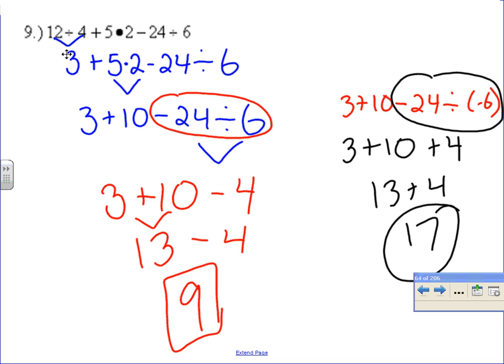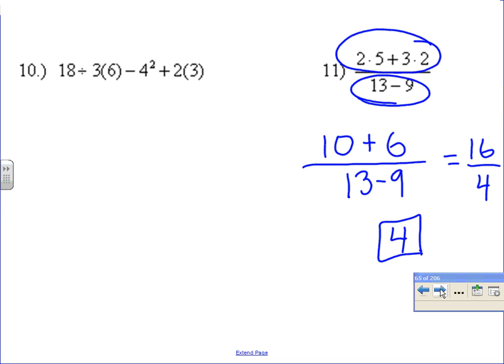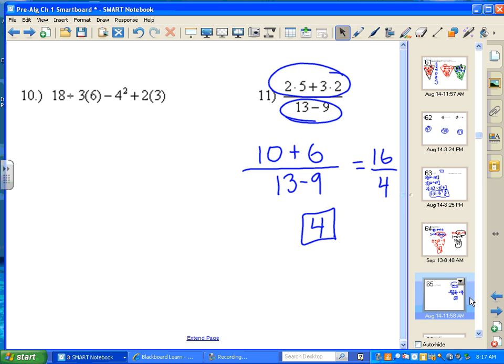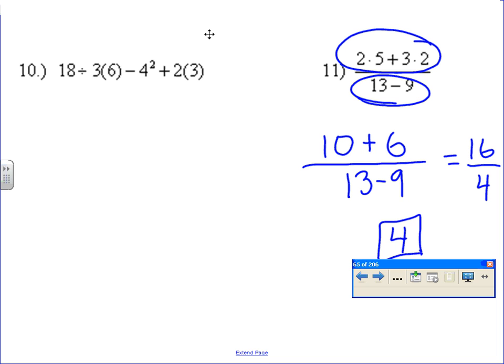Let's go to number 10. I want you guys to try number 10 on your own. This one could be a little bit confusing, so please pay attention to the order of operations of this problem, okay? So try number 10 on your own. And you will get a nice answer on number 10.